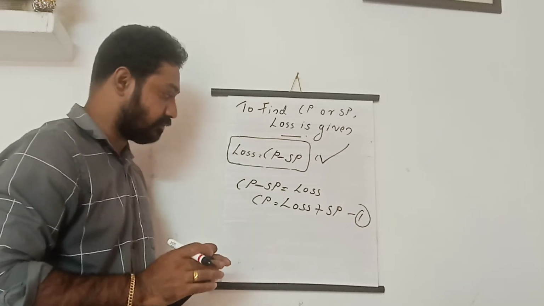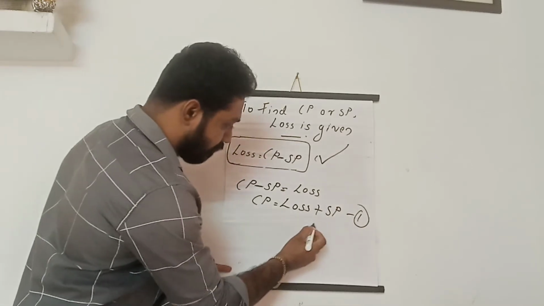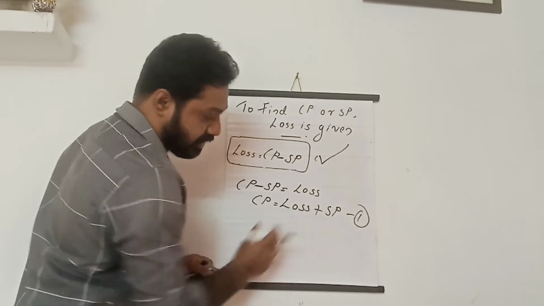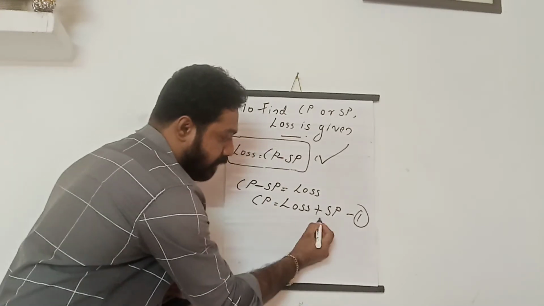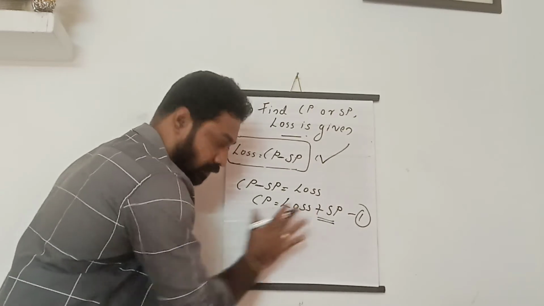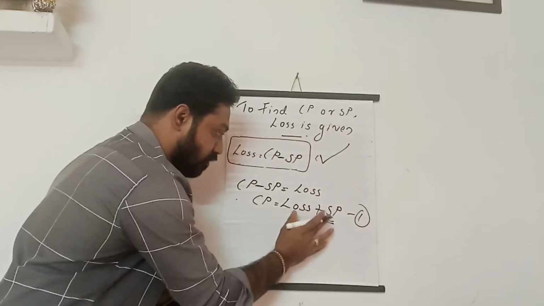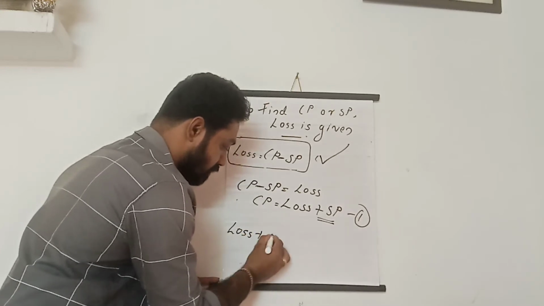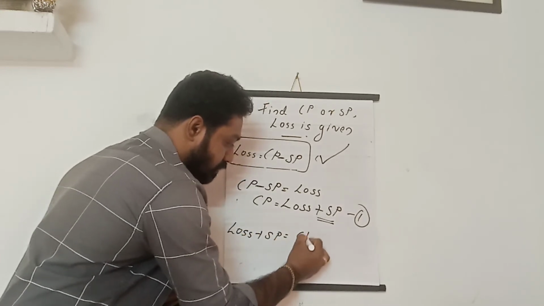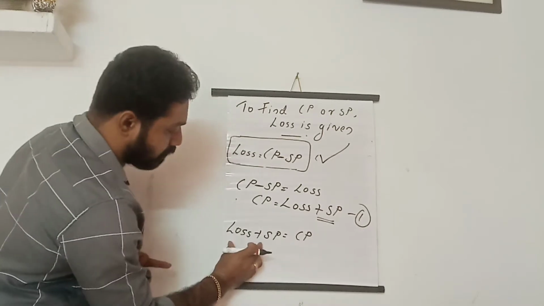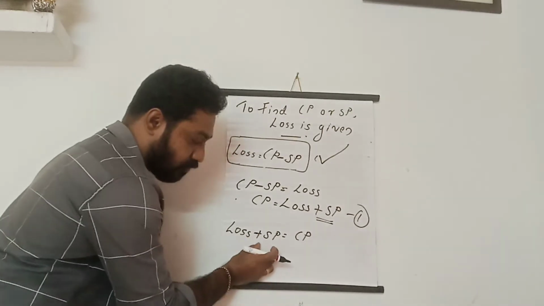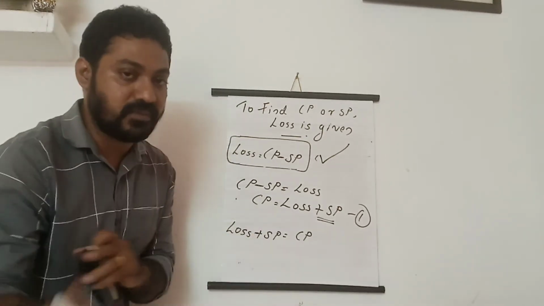Many ways are there. Here you can see that from this equation we got CP is equal to loss plus SP. So I am writing this equation this way: loss plus SP is equal to CP. Loss plus SP is equal to CP. Okay, we need to get the equation for SP. That means SP is equal to something we have to write.